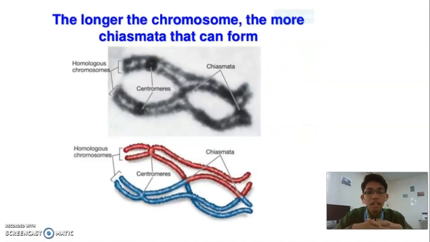Okay, and interesting fact, the longer the homologous chromosome, the more chiasmata that can be formed. Maksudnya when the chromosome is longer, more genetic materials can be exchanged, so more variation can occur lah.